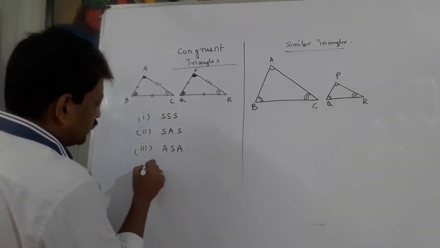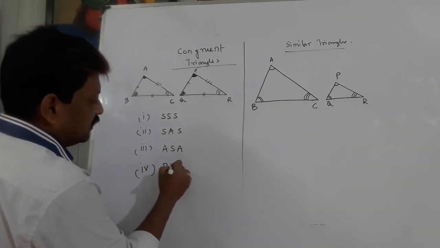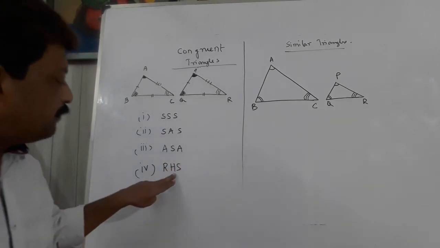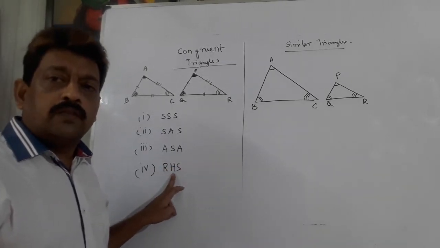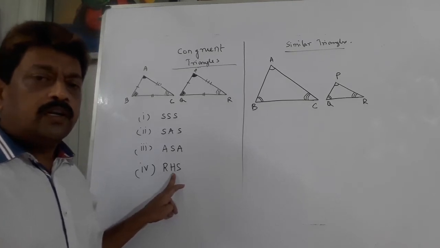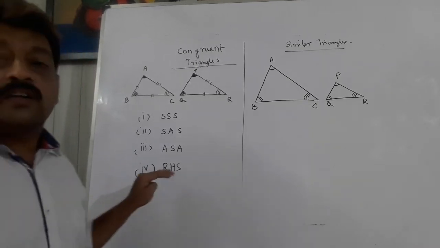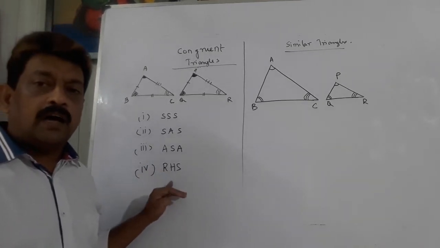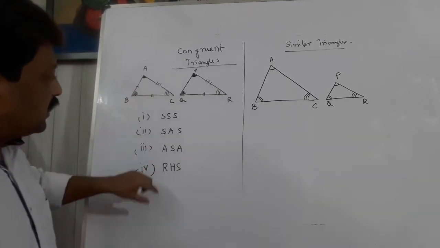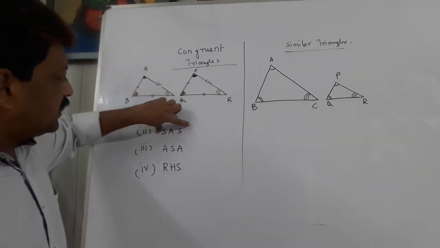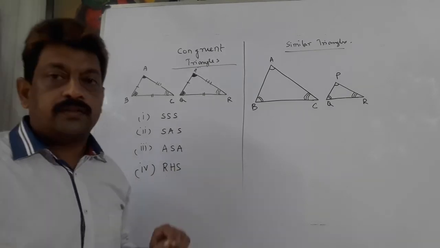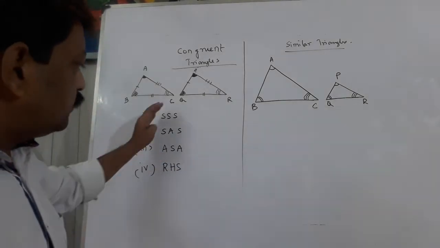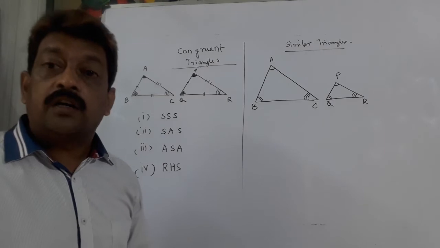And the fourth criteria is, if two right triangles have equal hypotenuse and any one of the sides of both the triangles are equal, then they are congruent by the criteria RHS, right angle hypotenuse side. So there are four criteria: SSS, SAS, ASA and RHS. If we use these criteria, we can prove that triangles are congruent.